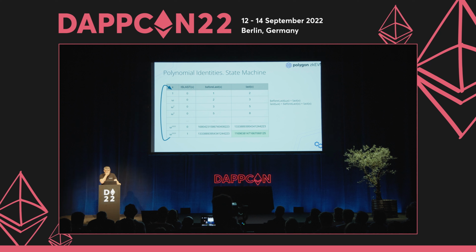So in order to use PIL, we need to define a state and a transition state. In this case, the state is the last value and the before last value. And then we define this state transition function: what is the next value of these registers? In this case, the before last value is going to be the last value, and the last value is going to be the addition of the last values. So we have this state.